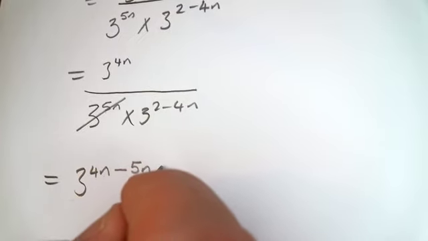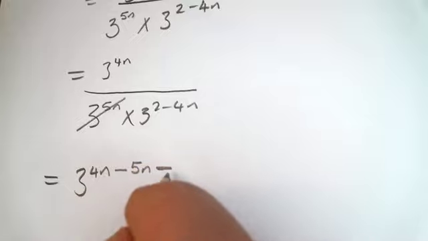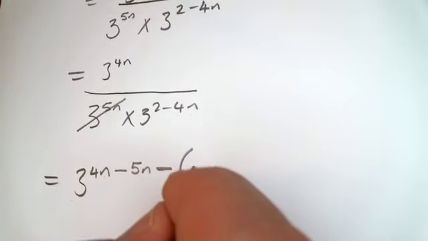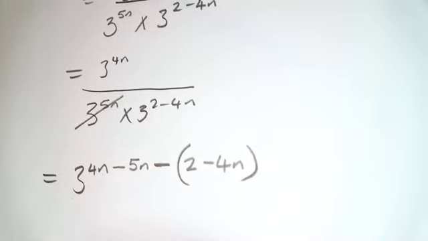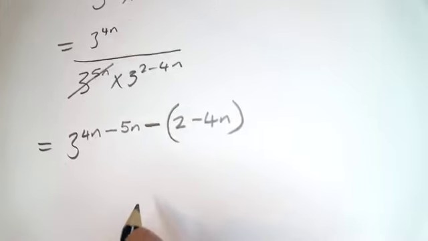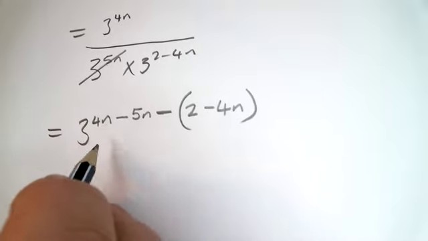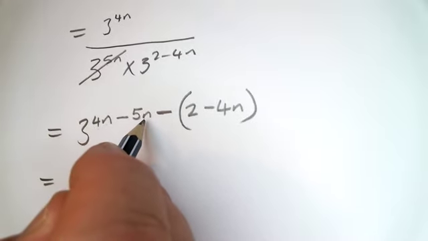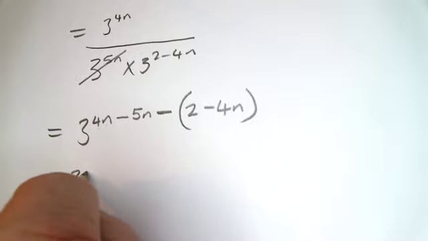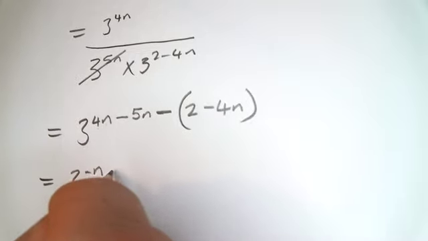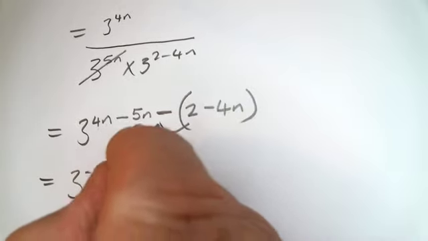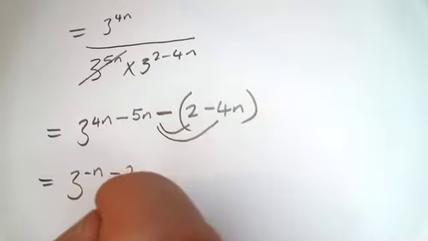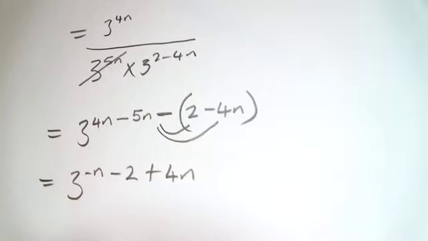So I'll put minus, because it's going onto the top, and it's got 2 minus 4n. Okay, well, let's see where we end up there. So we've got 4n minus 5n is going to be negative n. So it's going to be 3 to the minus n. And then I've got minus 2 minus 4n is plus 4n.